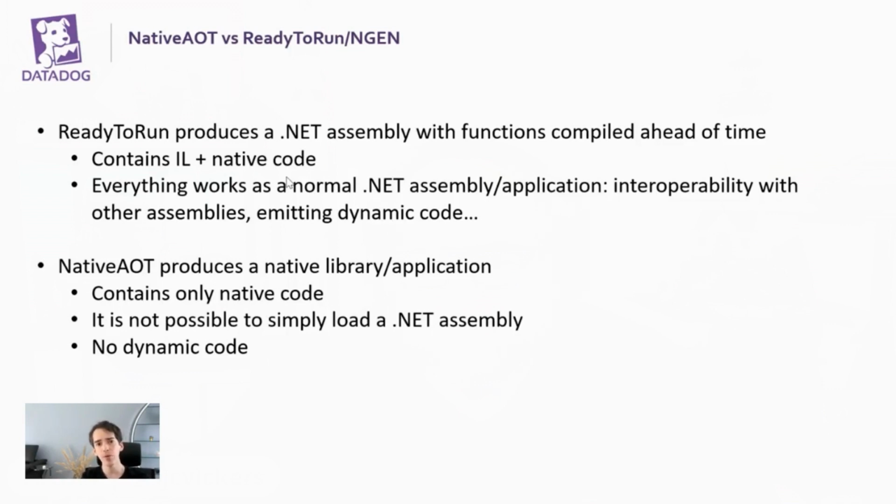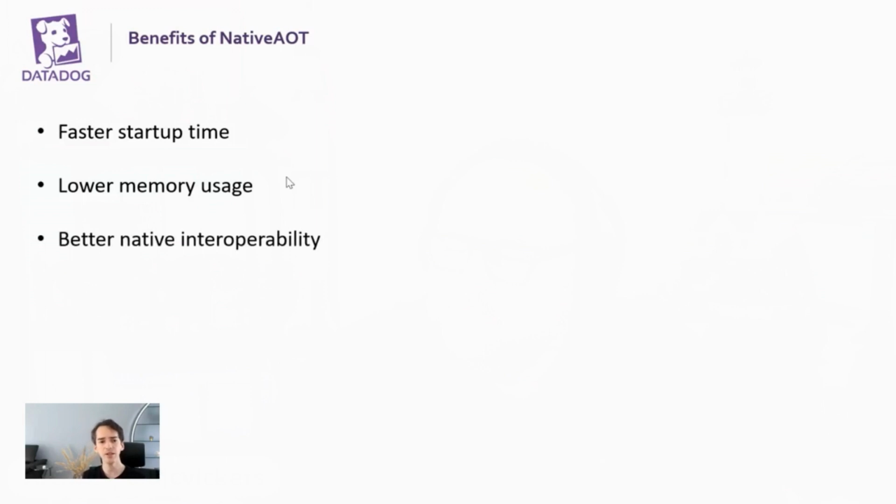So why would you want that at all? Well, there are a few benefits. The first one is faster startup time, but I don't know if it's actually faster than ReadyToRun. The other is lower memory usage because there is no IL and no JIT compiler. So binaries are going to be much smaller, which means that you are going to save on disk space and in memory. And you have better native interoperability, which is the subject of this talk.